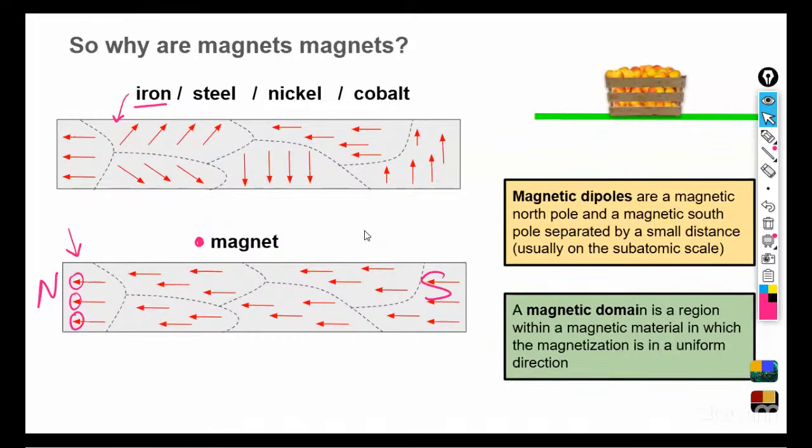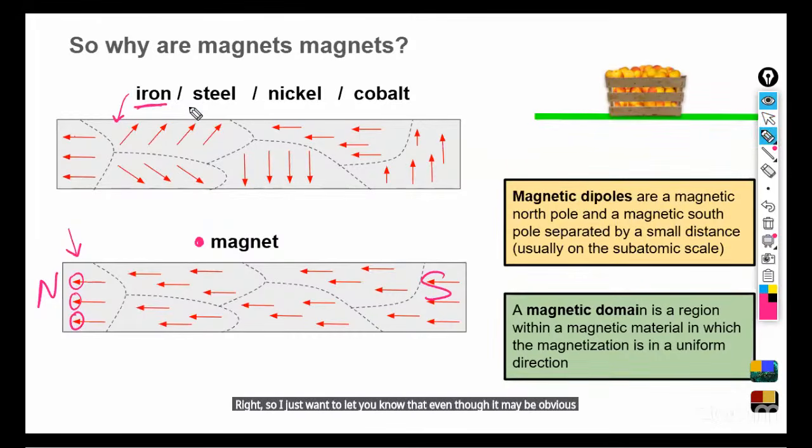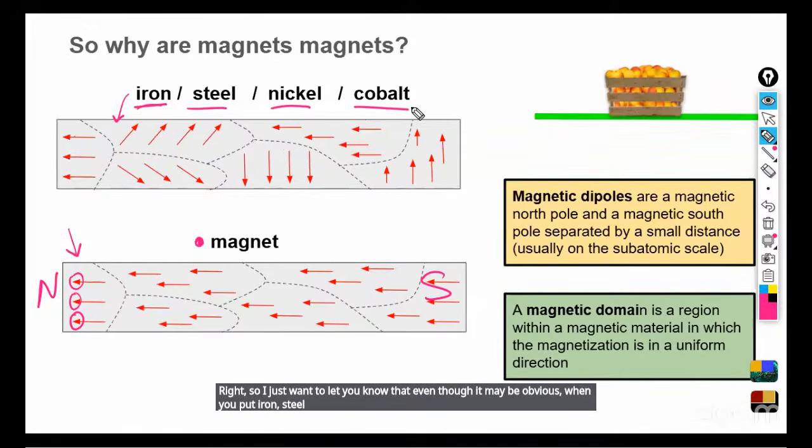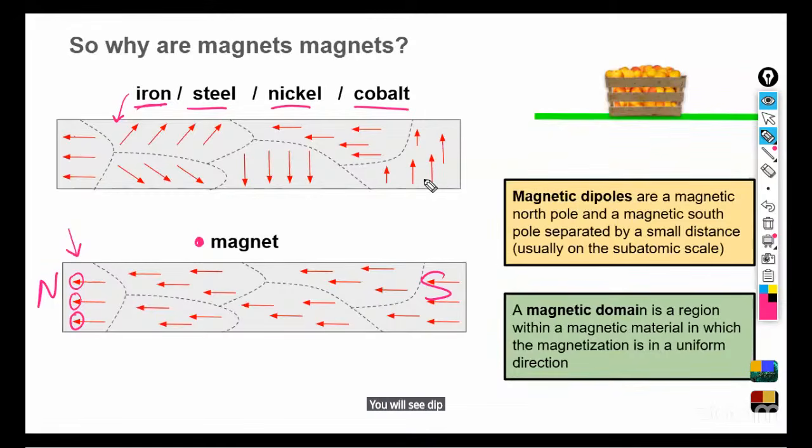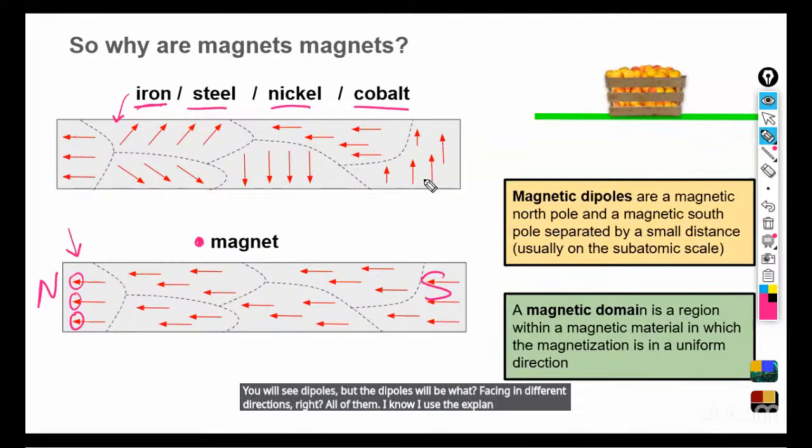Right? So I just want to let you know that even though it may be obvious, when you put iron, steel, nickel, and cobalt underneath a very powerful microscope, you will see dipoles, but the dipoles will be what? Facing in different directions, right? All of them. I know I used the explanation for iron only, but the same explanation applies for steel, nickel, and cobalt.